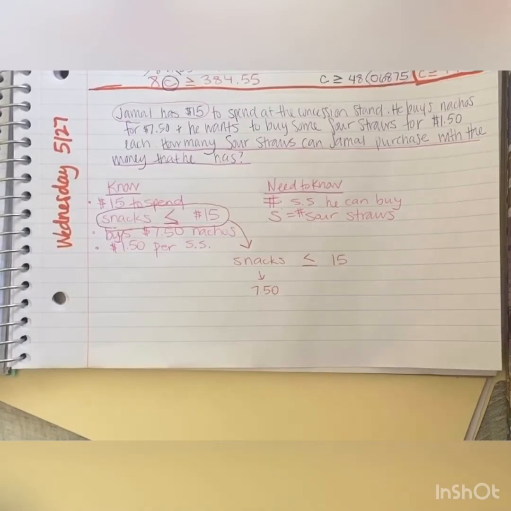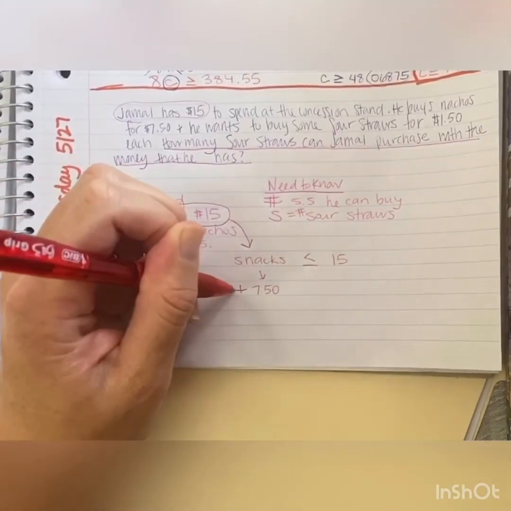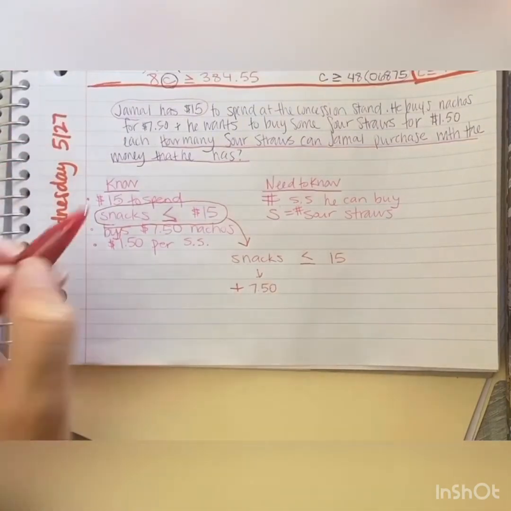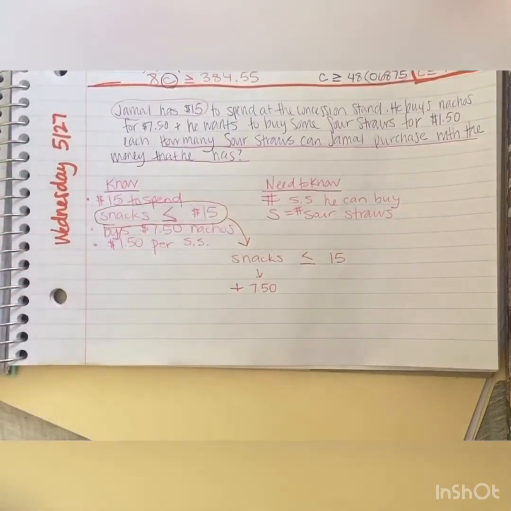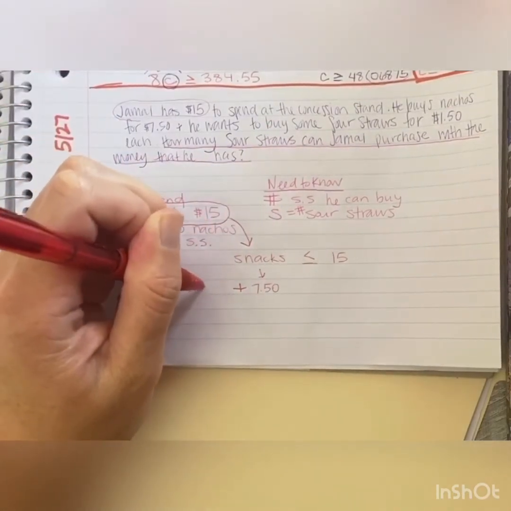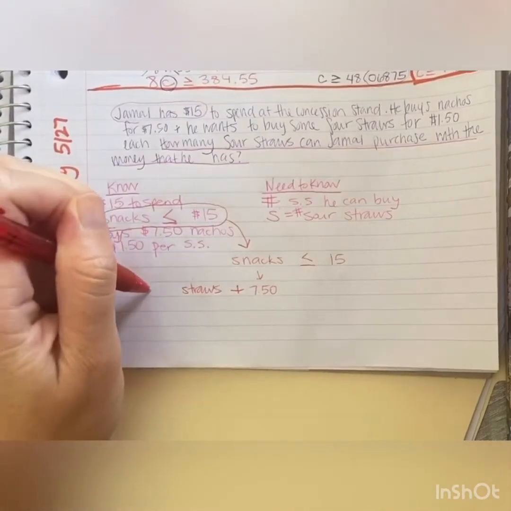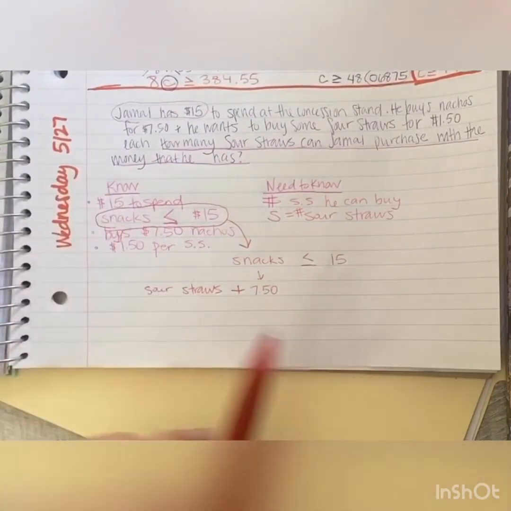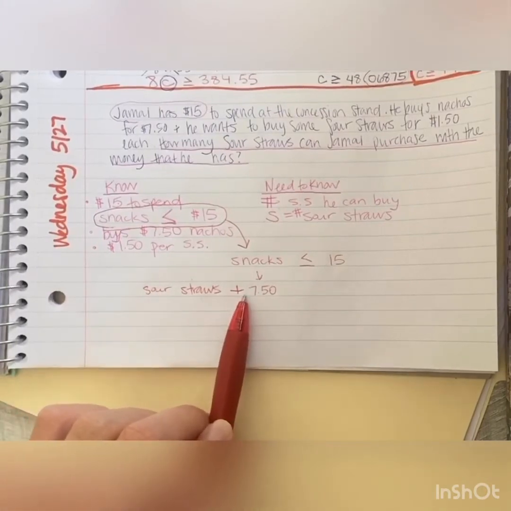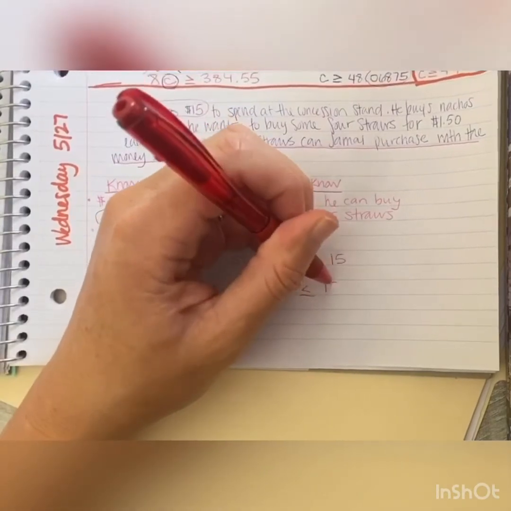Well, when I combine those two quantities, what operation am I doing? Hopefully you're thinking addition, okay? I'm adding the cost of the nachos to the cost of the sour straws. Now, how much do the sour straws cost? So I'm just going to call these the straws. Don't be lazy, Mrs. Bullen. Set a good example. All right, the sour straws plus the nachos need to be less than or equal to $15.